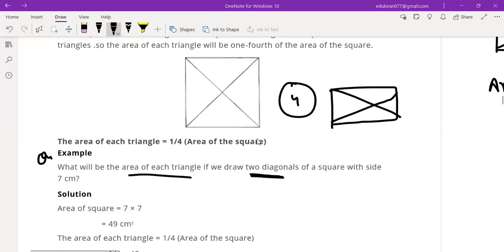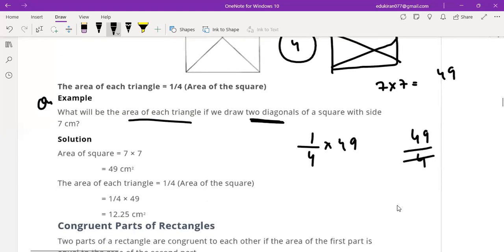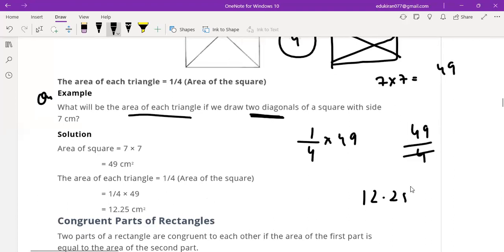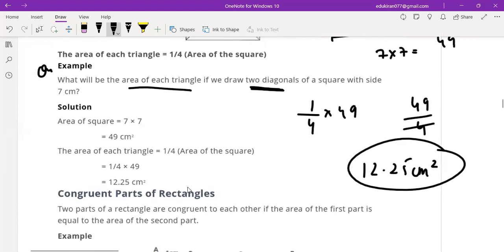Ma'am, first thing is 12? Okay, I'll do it. 1 upon 4 multiplied by area of square. So what is area of square? 7 multiplied by 7, which is 49. So 1 upon 4 multiplied by 49. Right? So 49 by 4, you are getting 12.25 centimeters squared. Everybody? Yes, ma'am. Good.